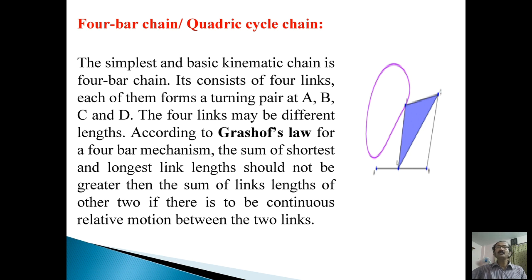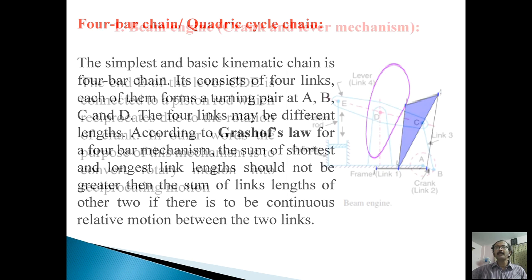The 4 links may be of different lengths. According to Grashof's law, for a 4-bar mechanism, the sum of the shortest and longest link lengths should not be greater than the sum of the lengths of the other 2 links if there is to be continuous relative motion between the 2 links.